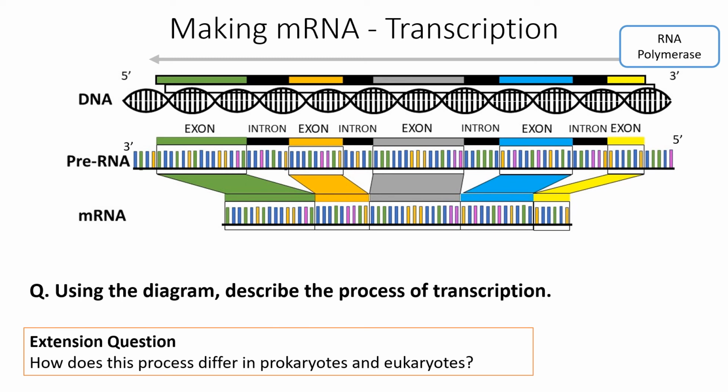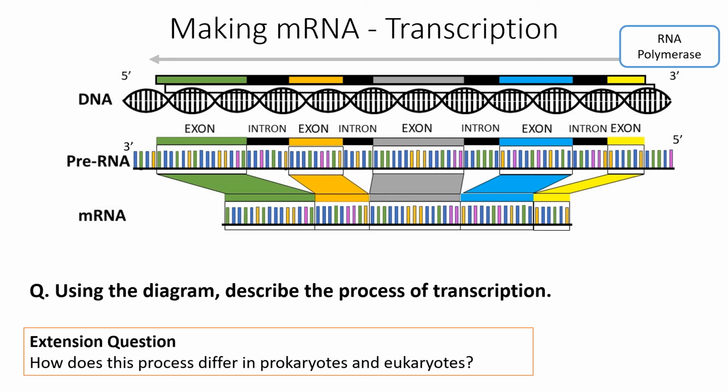As a consequence, when eukaryotic messenger RNA is produced, we start with a DNA strand, and we have the RNA polymerase, and the RNA polymerase sticks all the RNA nucleotides together, but it copies the introns and the exons, and as a consequence, we end up with what is called pre-RNA. When we have pre-RNA, we then have a process known as splicing, and in splicing, we remove the introns so that we are only left with the exons in the messenger RNA.